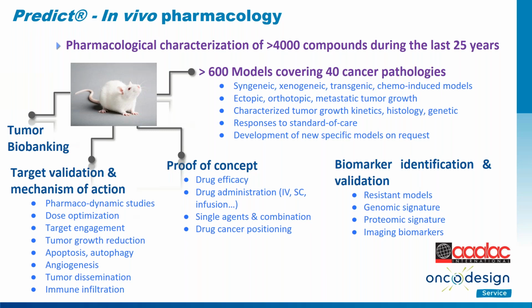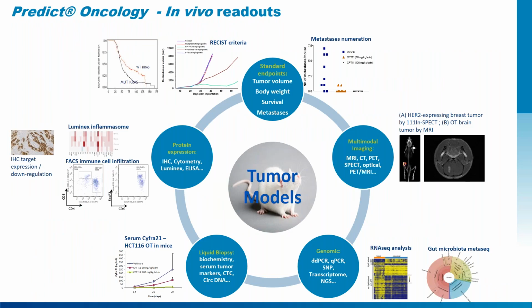So for sure we are using models for target validation and mechanism of action characterization, proof of concept, proof of efficacy, and biomarker identification and validation, using many different readouts that we put around our models to better understand and qualify the compound that we inject in the models in terms of pharmacology. So classically, we measure the tumor volume, the body weight, the survival, and the metastasis when we have to use metastatic models.